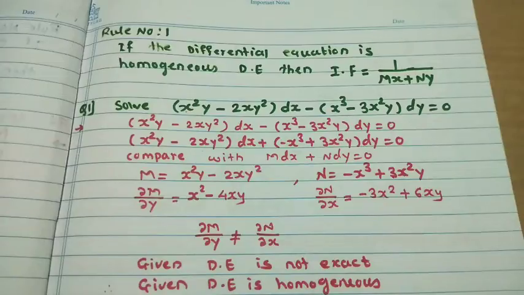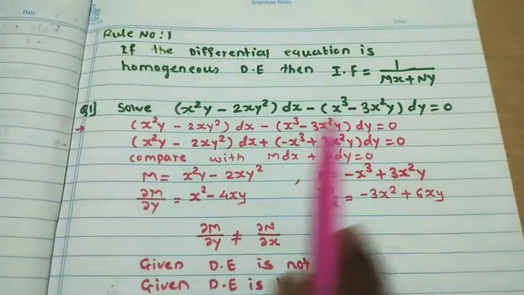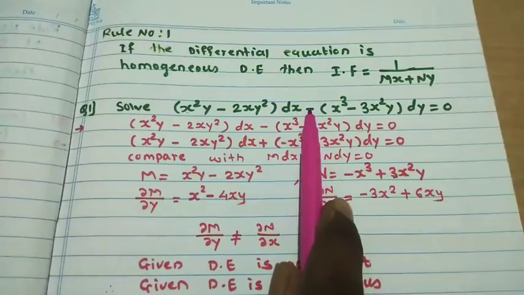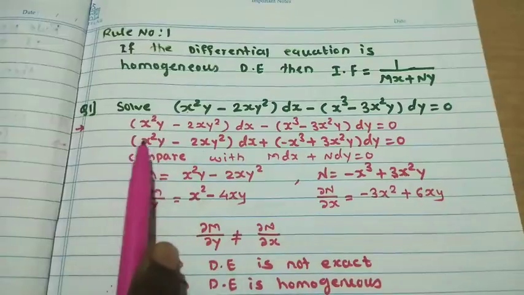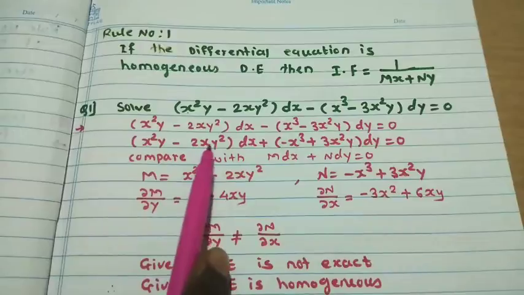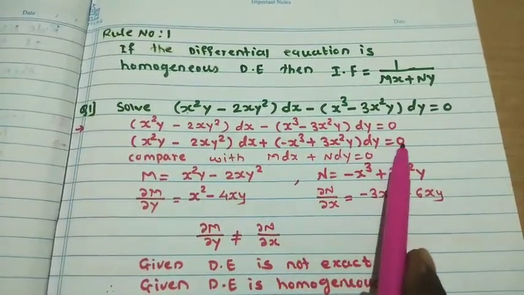In this case, you have to use the integrating factor 1 upon Mx plus Ny. Before finding the integrating factor, you have to check whether the given differential equation is exact or not. So first write down the given differential equation in the form M dx plus N dy equal to 0. Take this negative sign inside the bracket, and the signs will change. So you get the equation as (x square y minus 2xy square) dx plus (minus x cube plus 3x square y) dy equal to 0.